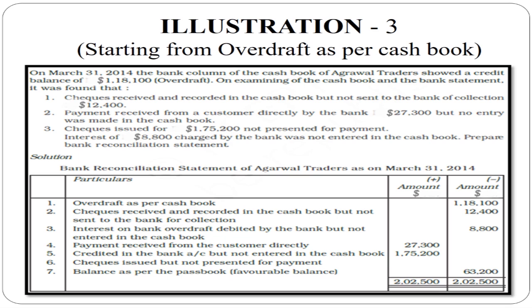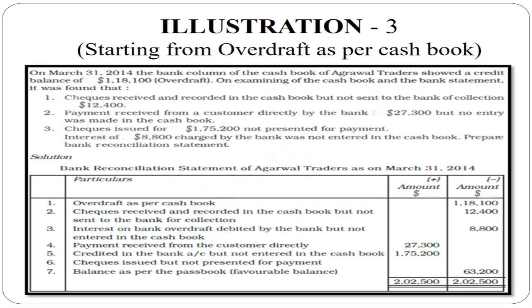Checks issued for $175,200 not presented for payment. And the last one is interest of $8,800 charged by the bank was not entered in cash book. Now we are supposed to prepare bank reconciliation statement.